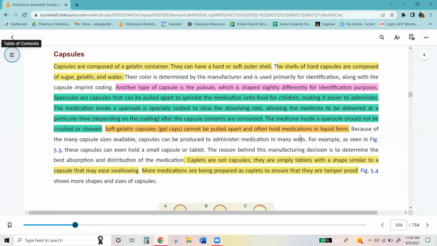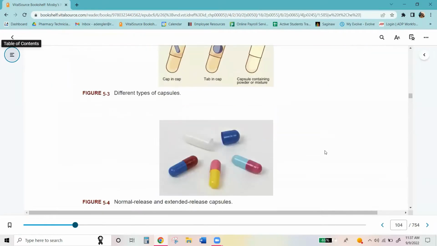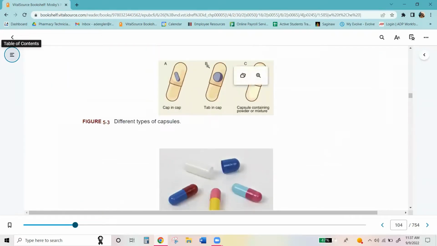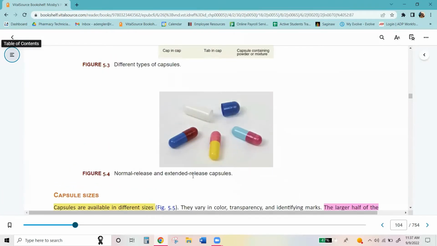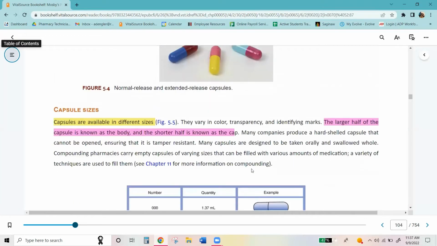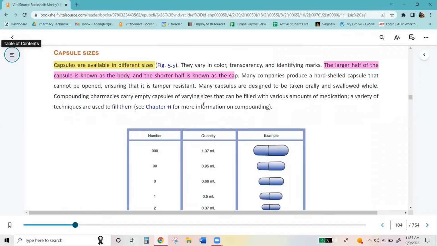Caplets are not capsules. They are simply tablets with a shape similar to a capsule that may ease swallowing, as we just talked about. More medications are being prepared as caplets to ensure that they are tamper-proof. So you can see the different types of capsules and the normal release and extended release capsules. Capsules are available in different sizes. The larger half of the capsule is known as the body, and the shorter half is known as the cap.